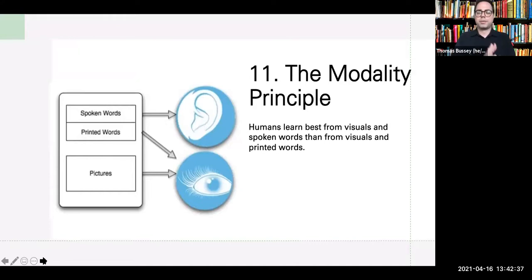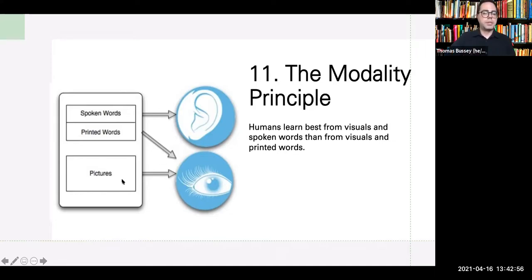Number 11, we're almost through. Number 11 is about modalities. So I put this dual channel model up again to think about that learners are going to learn best again in the context that both visual and spoken words are being presented rather than visuals and printed words.